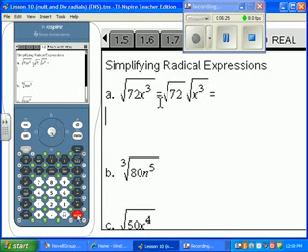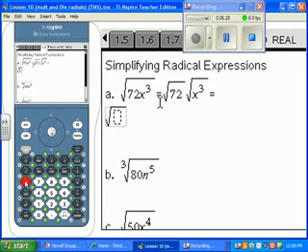Let's reduce 72 first. I need the factors of 72, one of which has to be a perfect square. 36 and 2. Why am I going to pick 36 and 2 over 9 and 8? It's the highest. And 8 you can reduce again. So we're going to do the square root of 36, square root of 2.